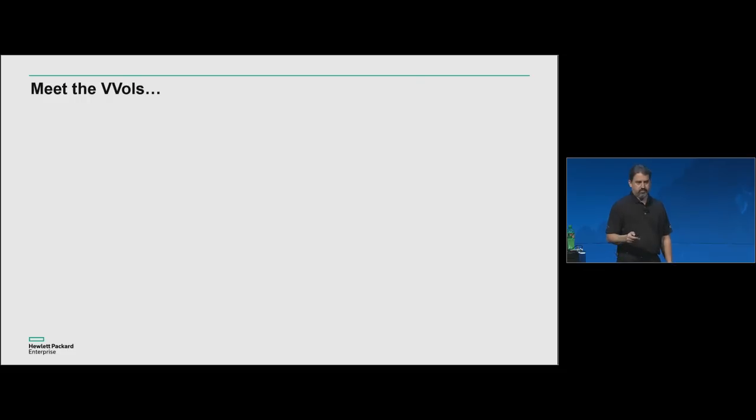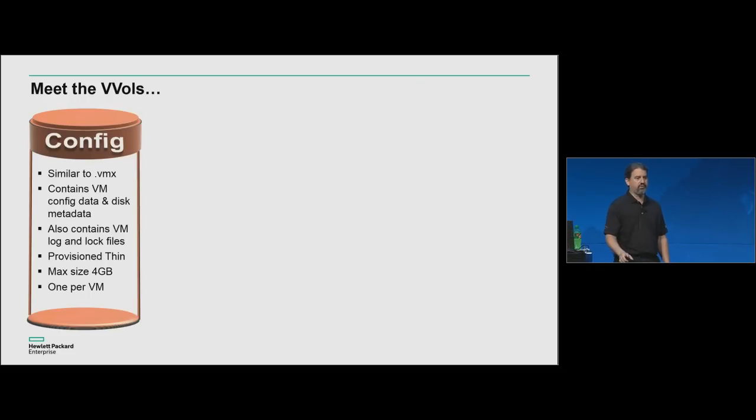So let's meet the VVols. The first one is config. Every VM will have one of these. Think of it as your VMX file that you have with traditional VMFS, which had all the virtual hardware data, how we made up the VM, all the components of virtual hardware we put in there. This is again a wrapper around all that stuff. So we have the VM config data in there. We have disk metadata. We have log files, lock files, all that's within this config VVol, and that's provisioned thin by default.